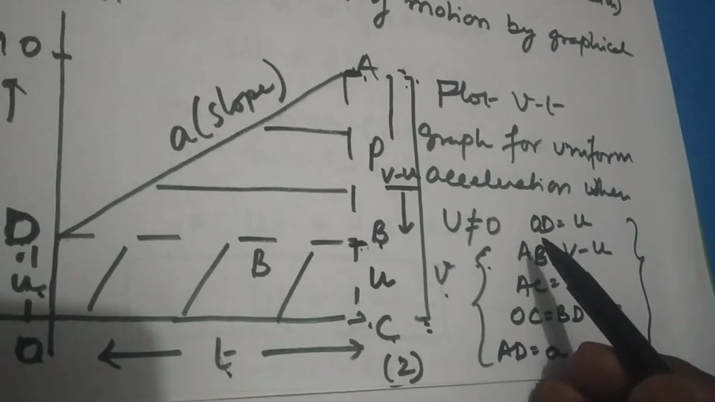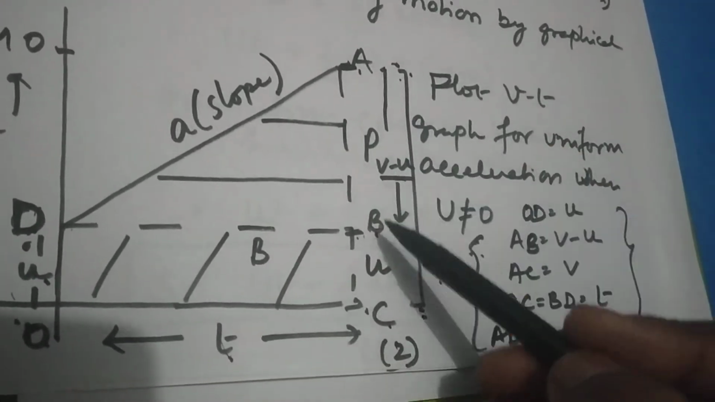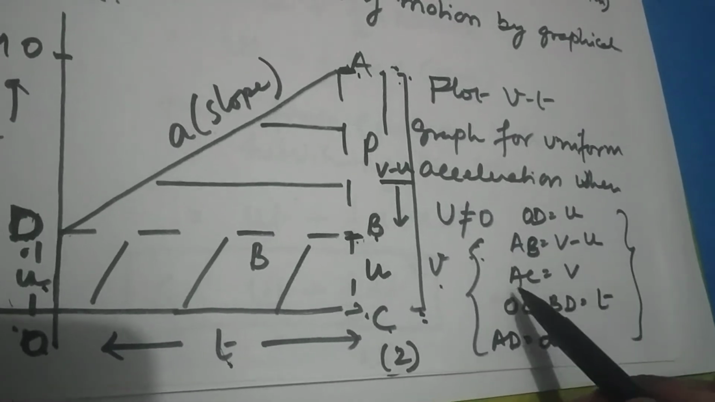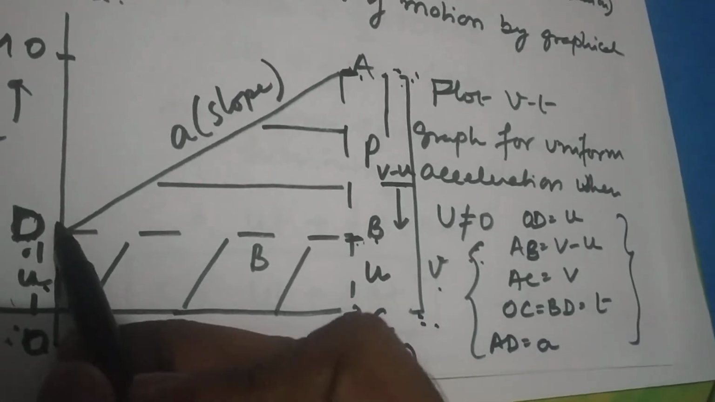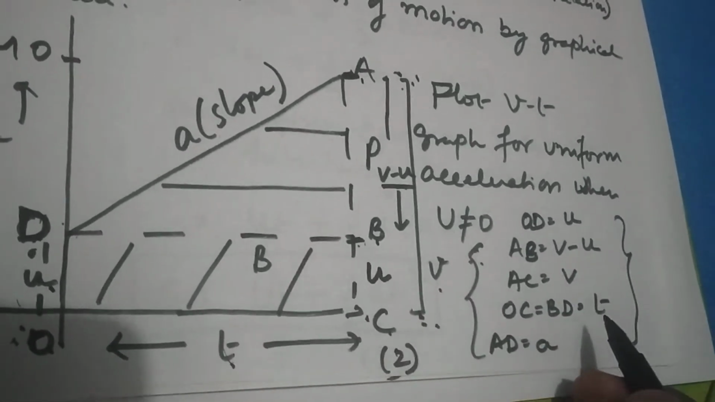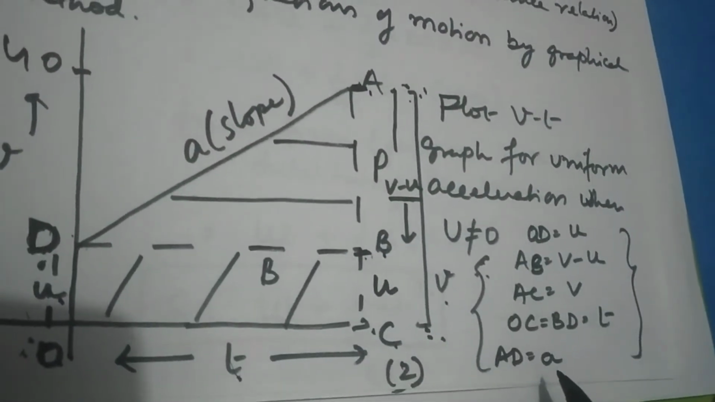Try to write them at one end. What we have taken: OD is equal to u. AB is equal to v minus u. AC I have already told you is v; AC is the full portion. What are OC and BD? They are the same, t. And what is AD? It is a slope which shows acceleration, a.